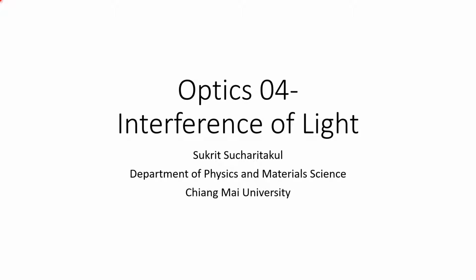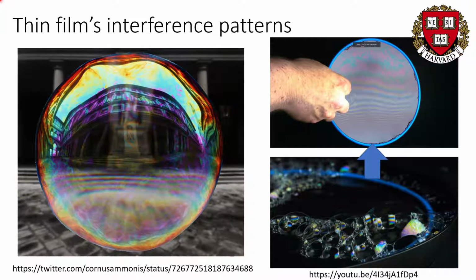Today we're going to go over Optics 04, the interference of light. This is not something you would commonly see, but if you ever blow a soap bubble, you would see fringes that appear here and there. This is a reflection of a building in front of a very, very thin bubble film.